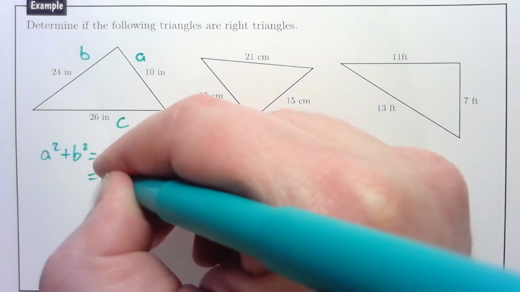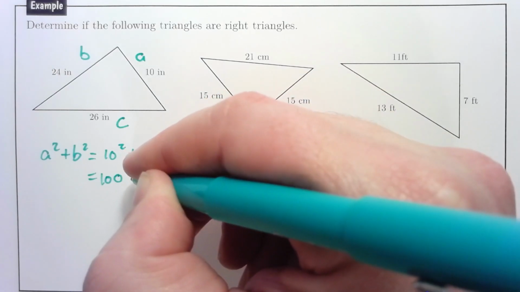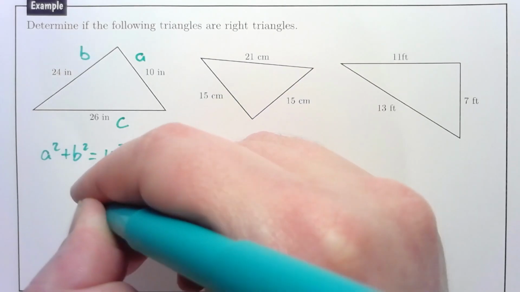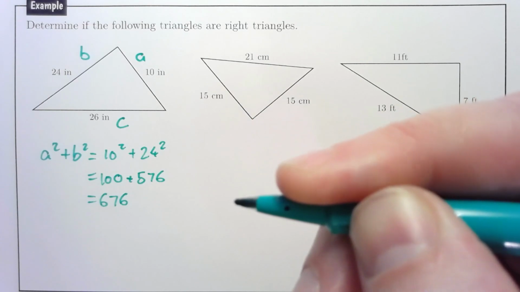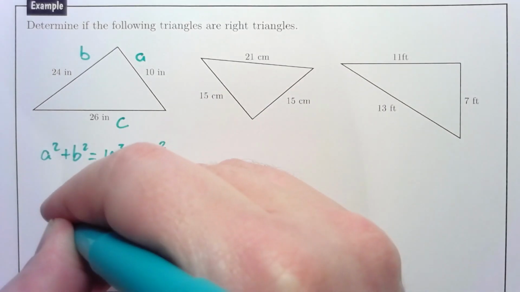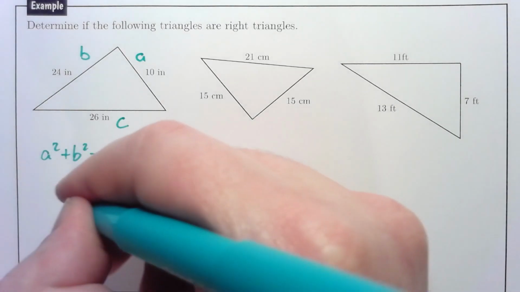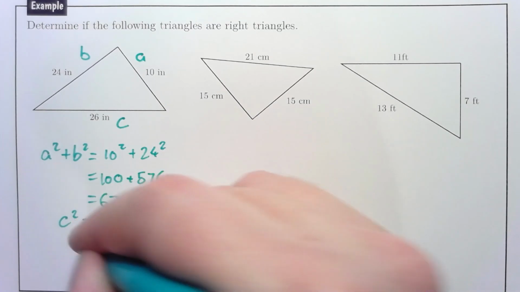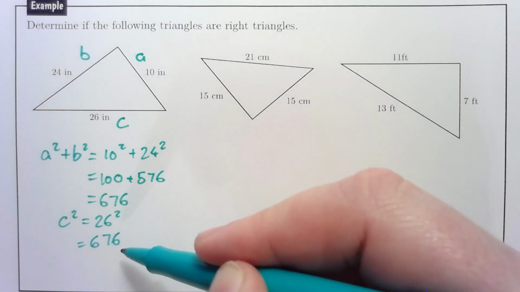Now, feel free to use a calculator to help you out with this, but 10 squared happens to be 100, and 24 squared happens to be 576. Add those together, we get 676. Okay. The other side of our equation for the Pythagorean theorem is c squared. So c squared, we know that c is 26, so this will be 26 squared, which is 676. Well, would you look at that? Our two values are the same.